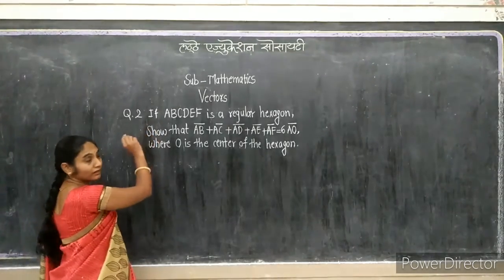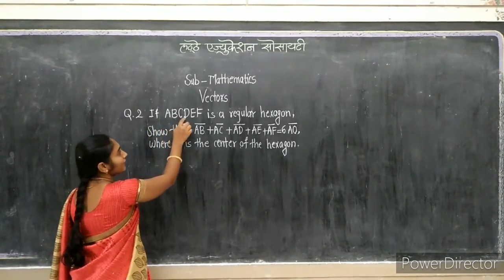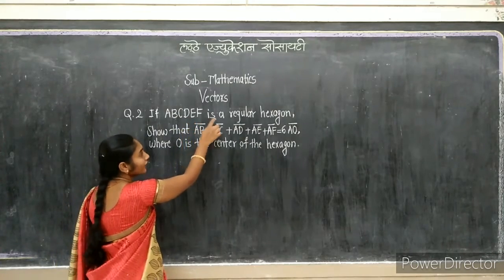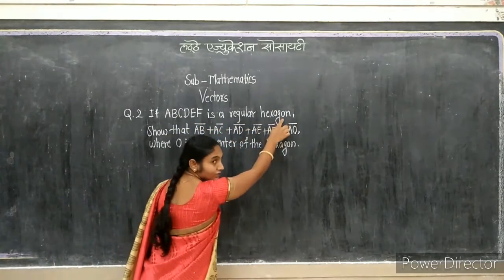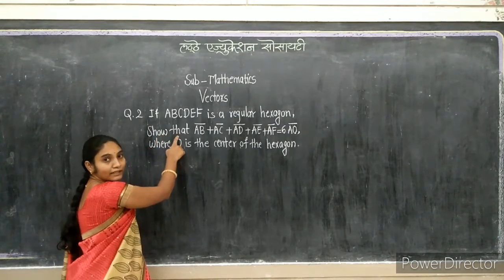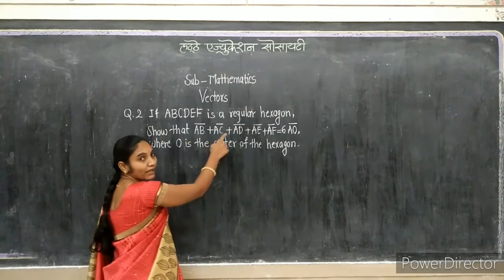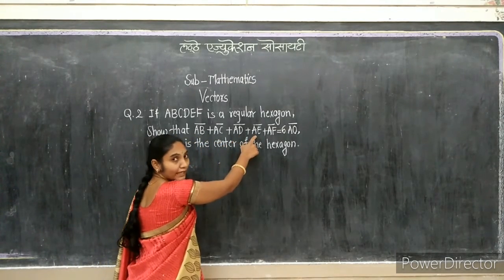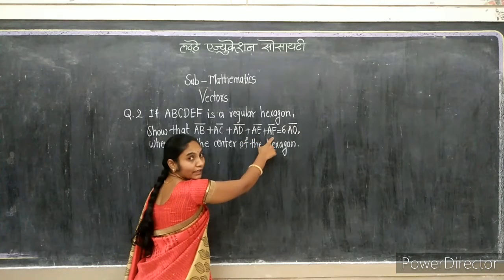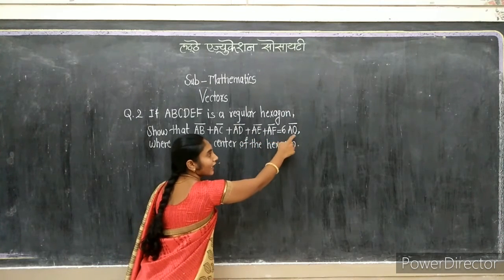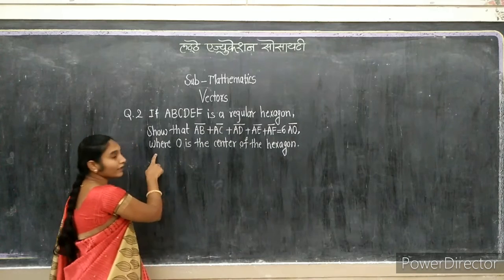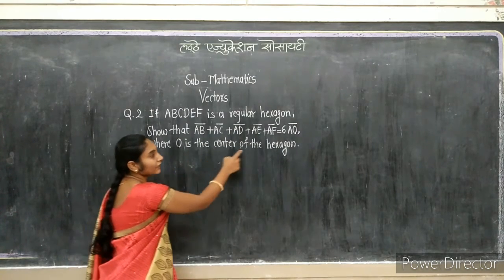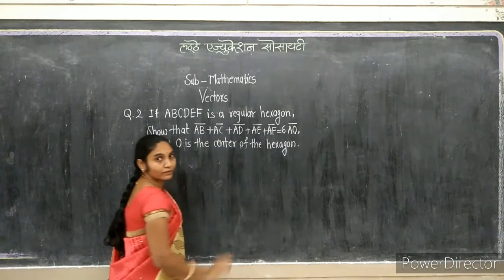Next example. If ABCDEF is a regular hexagon, show that AB bar plus AC bar plus AD bar plus AE bar plus AF bar is equal to 6 AO bar, where O is the center of the hexagon.